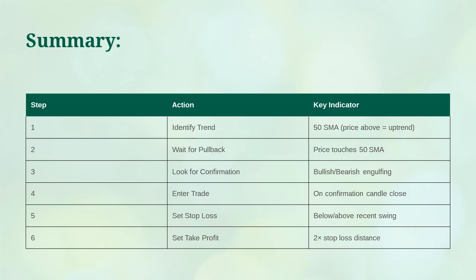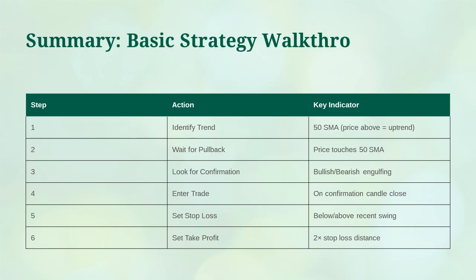Here's your quick reference for the moving average pullback strategy. Step 1. Identify trend. Price above 50 SMA equals uptrend, buy only. Price below 50 SMA equals downtrend, sell only. Step 2. Wait for pullback. Price touches the 50 SMA.